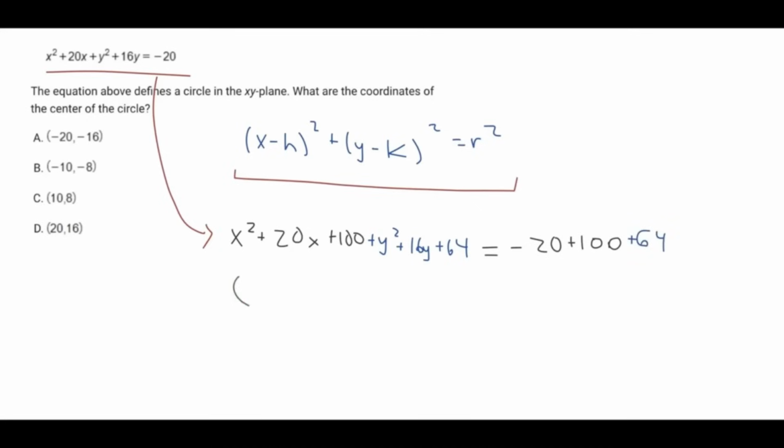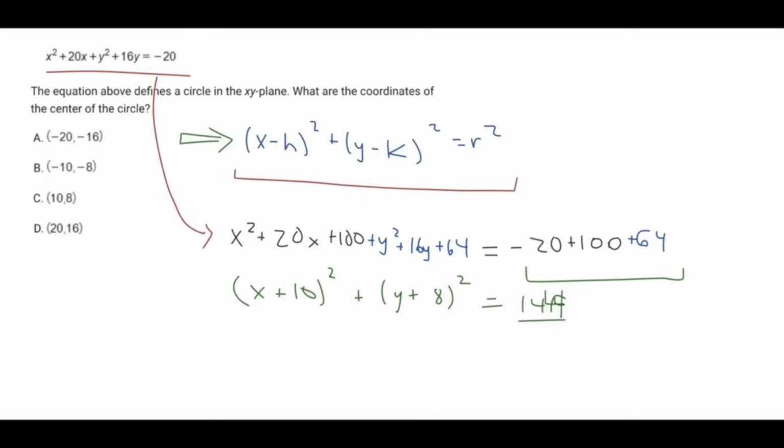So here, this is going to factor out to just x plus 10 squared. All right, and this side is going to become y plus 8 squared. And this thing over here, this computes to 144. Now it matches up with the circle formula, right? This is 144. There we go.